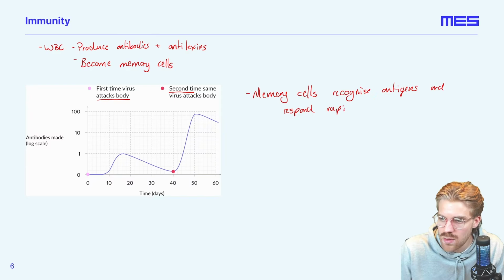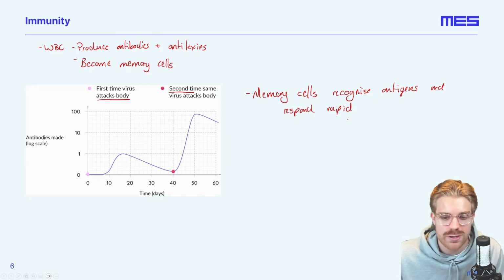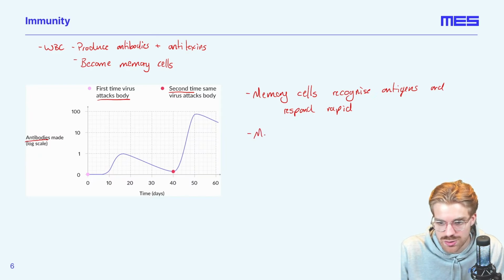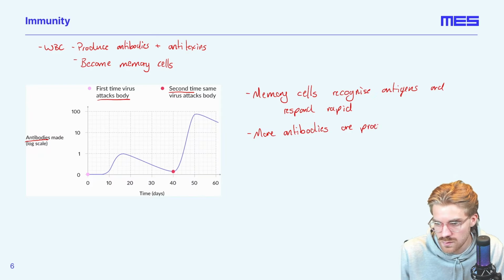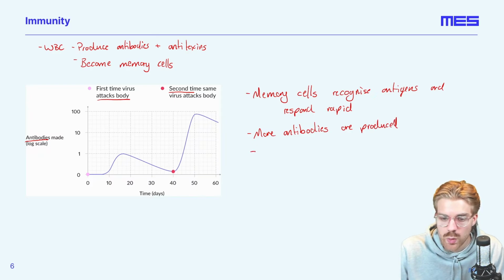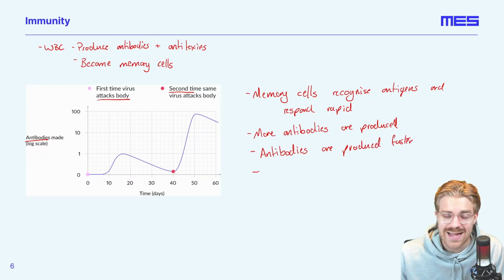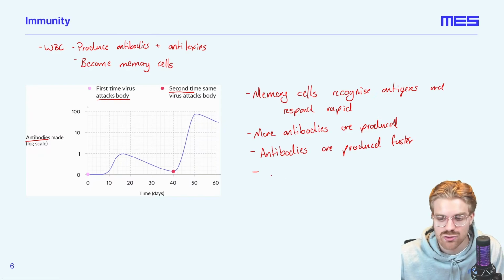Now, the response varies in three main ways. As we can see in our graph here, the antibodies that are being made, we can see that more antibodies are produced in the secondary response. We can also see that the antibodies are produced faster. And we can see that the level of antibodies remains greater for longer.